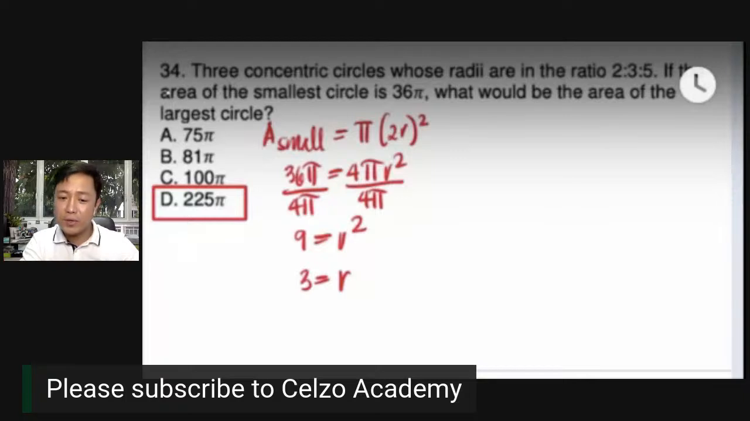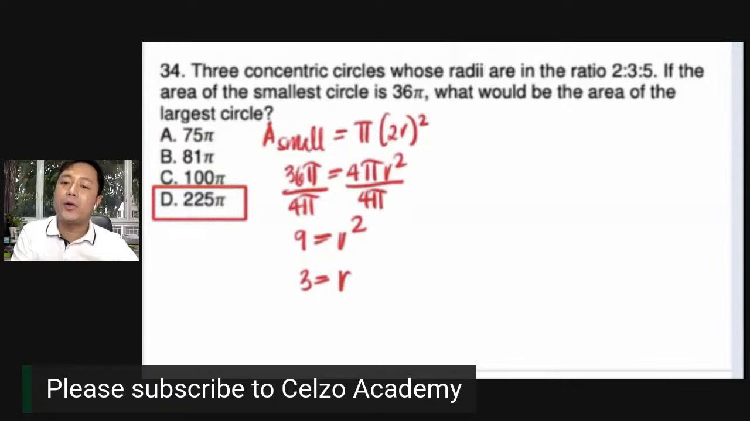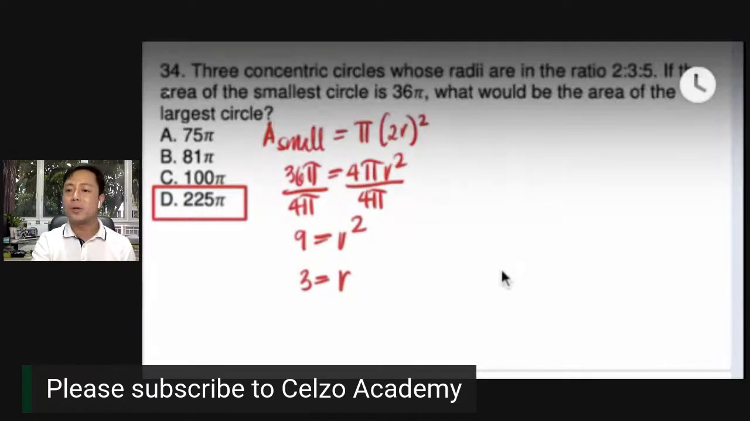Okay? So if the radius of the small circle is 3, that means that the radius of the big circle will be 5 times 3, right? So to find the area of the largest circle, the radius is 3, you just multiply it by 5. So 15 squared times pi will give you 225 pi. So that will be the area of the largest circle.